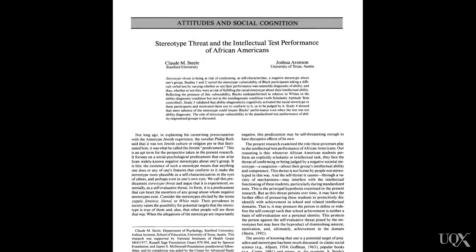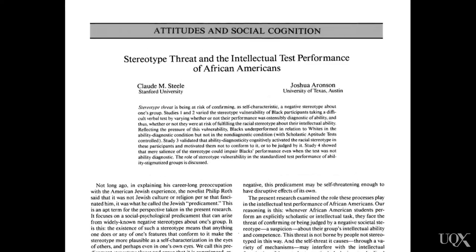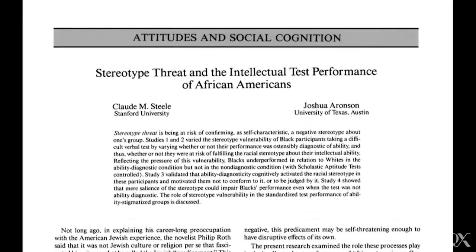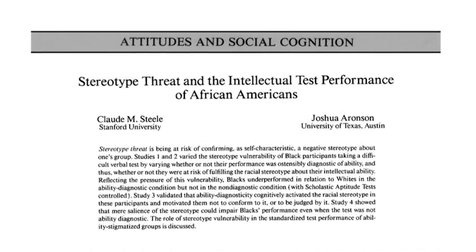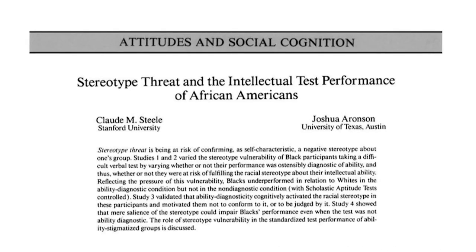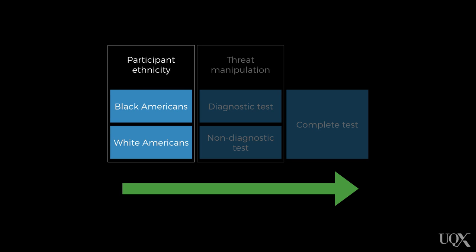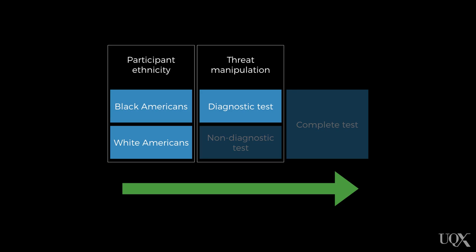In 1995, Steele and Aronson conducted what's considered the now classic study demonstrating the effect of stereotype threat on people's intellectual performance. Steele and Aronson tested black and white American participants on a test that is similar to the Scholastic Aptitude Test, which is a standardized test widely used in the USA for admitting students into college. The black and white participants were split in half.